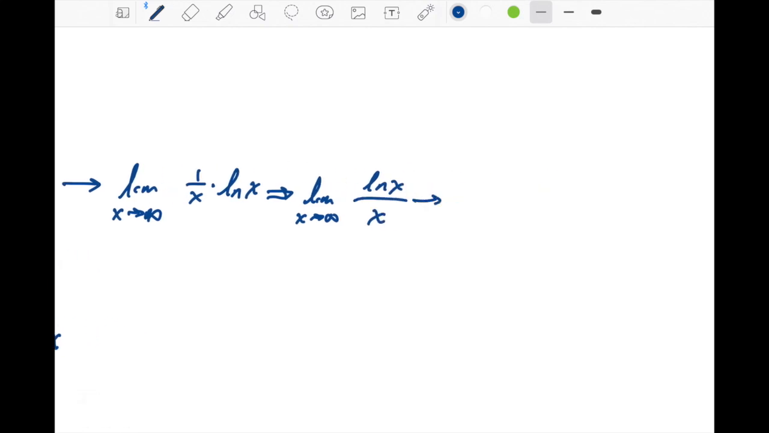Derivative of the top, derivative of the bottom. We've got the limit as x approaches infinity. That's 1 over x over 1. So that 1, who cares? 1 over infinity gives us 0.